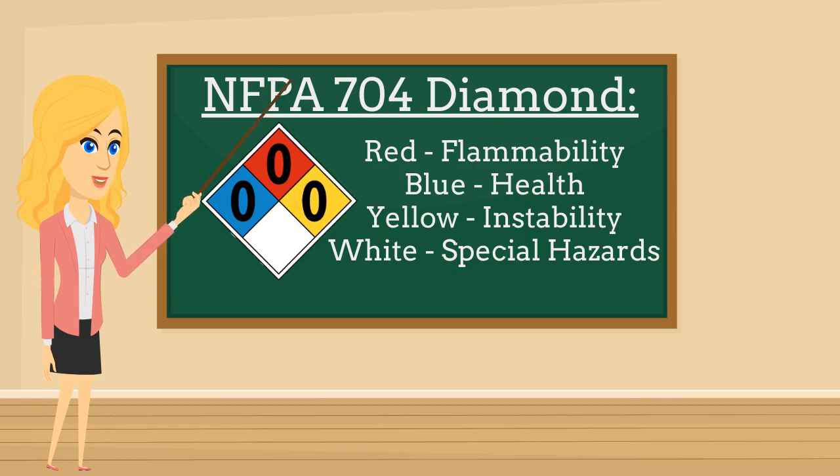The red section is for the material's flammability hazard. The blue section is to represent the severity of health hazards presented by the material. The yellow section is to show the instability of the material. The white section is for any special hazards the material may have.